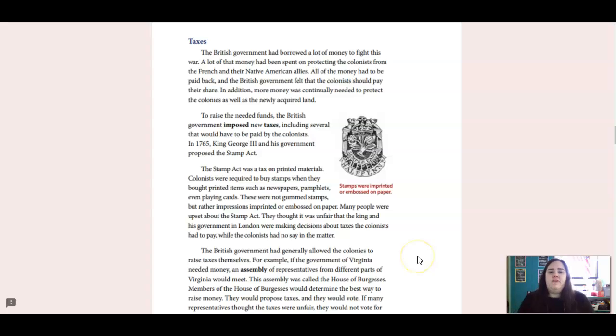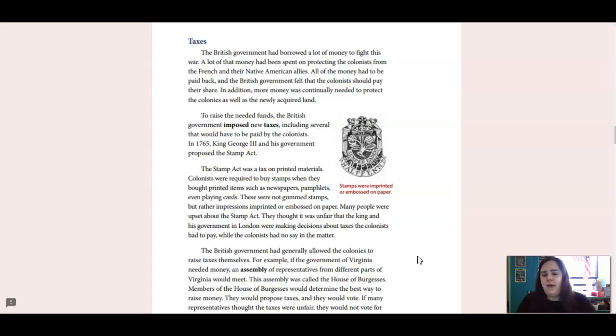Taxes. The British government had borrowed a lot of money to fight this war. A lot of that money had been spent on protecting the colonists from the French and their Native American allies. All of the money had to be paid back, and the British government felt that the colonists should pay their share. In addition, more money was continually needed to protect the colonies as well as the newly acquired land. To raise the needed funds, the British government imposed new taxes, including several that would have to be paid by the colonists.